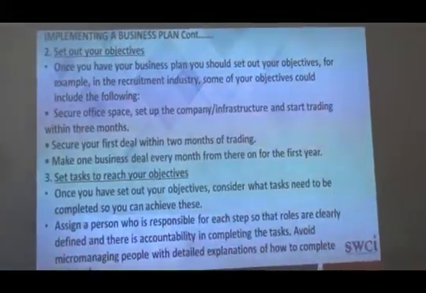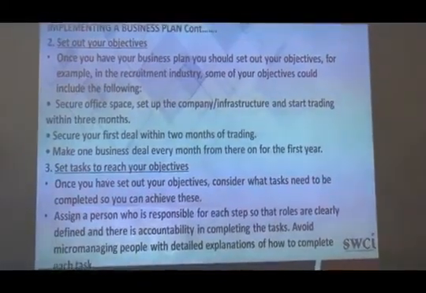Then number two, to implement your business plan, you have to set your objectives. What are my objectives? You have to know your objectives and know your goals. That is a way of implementing your business plan. What are my goals? What do I need to achieve? What am I going to venture in this business? You need to set your objectives. Then you need to set tasks to reach your objectives.